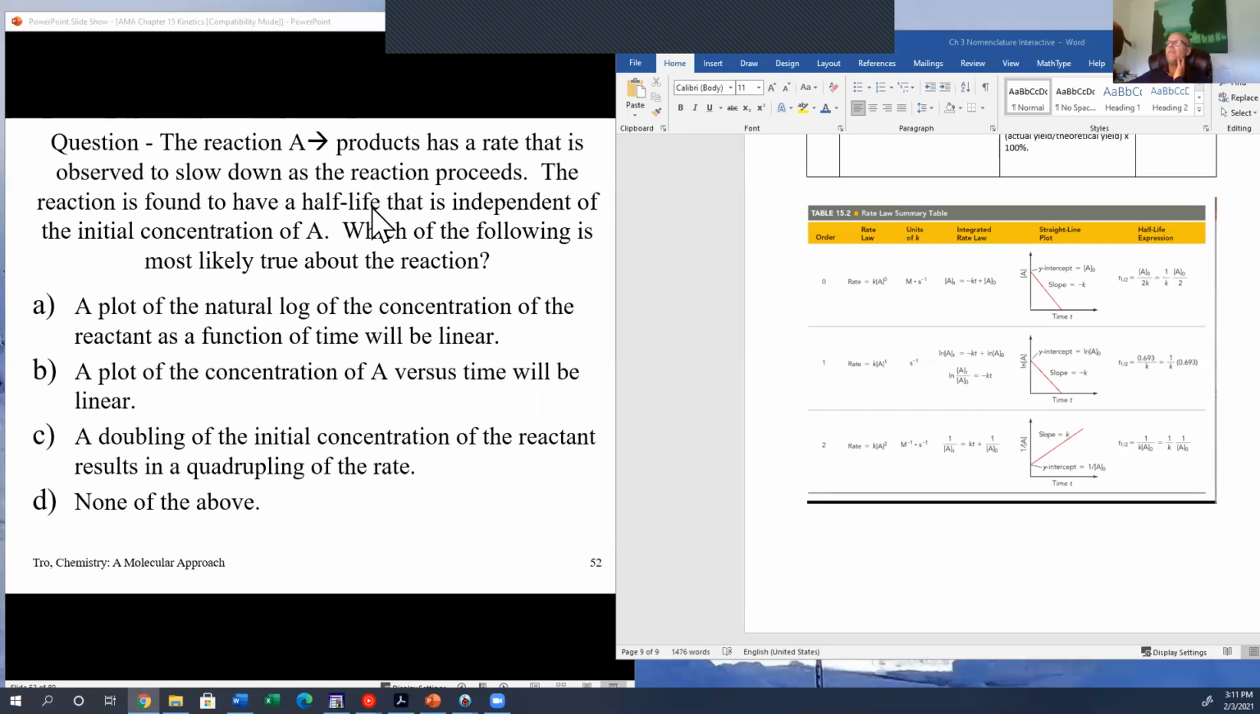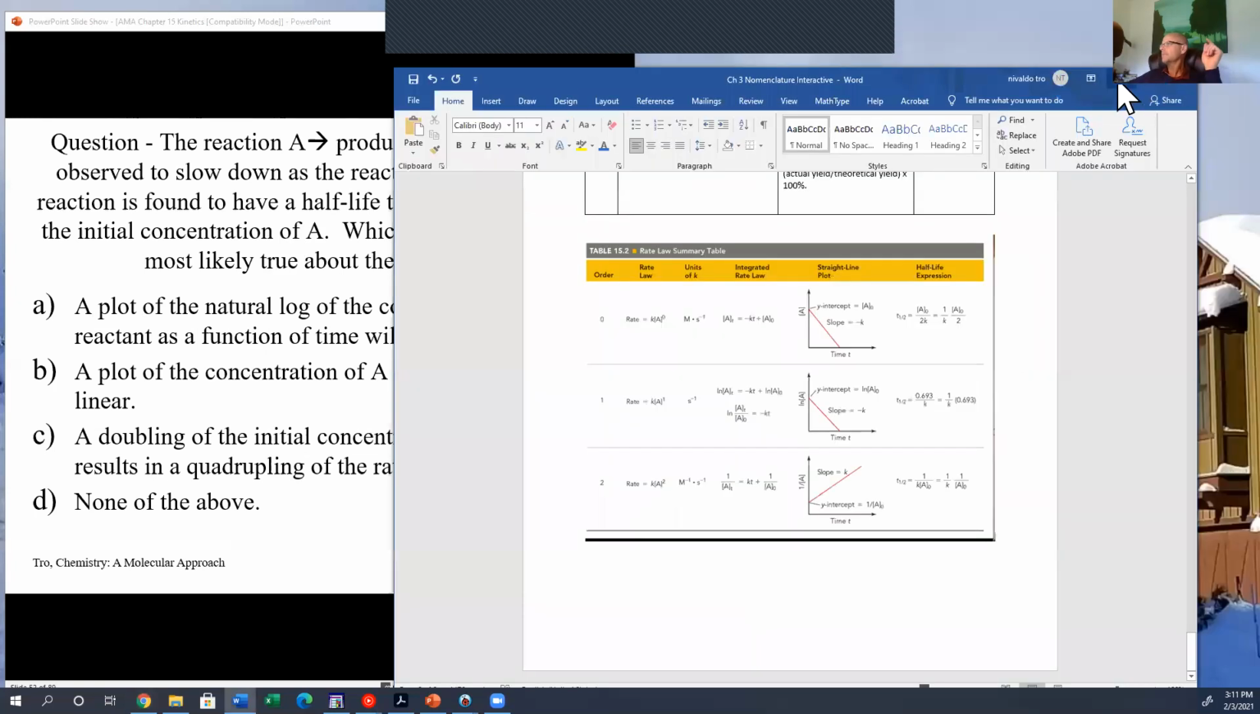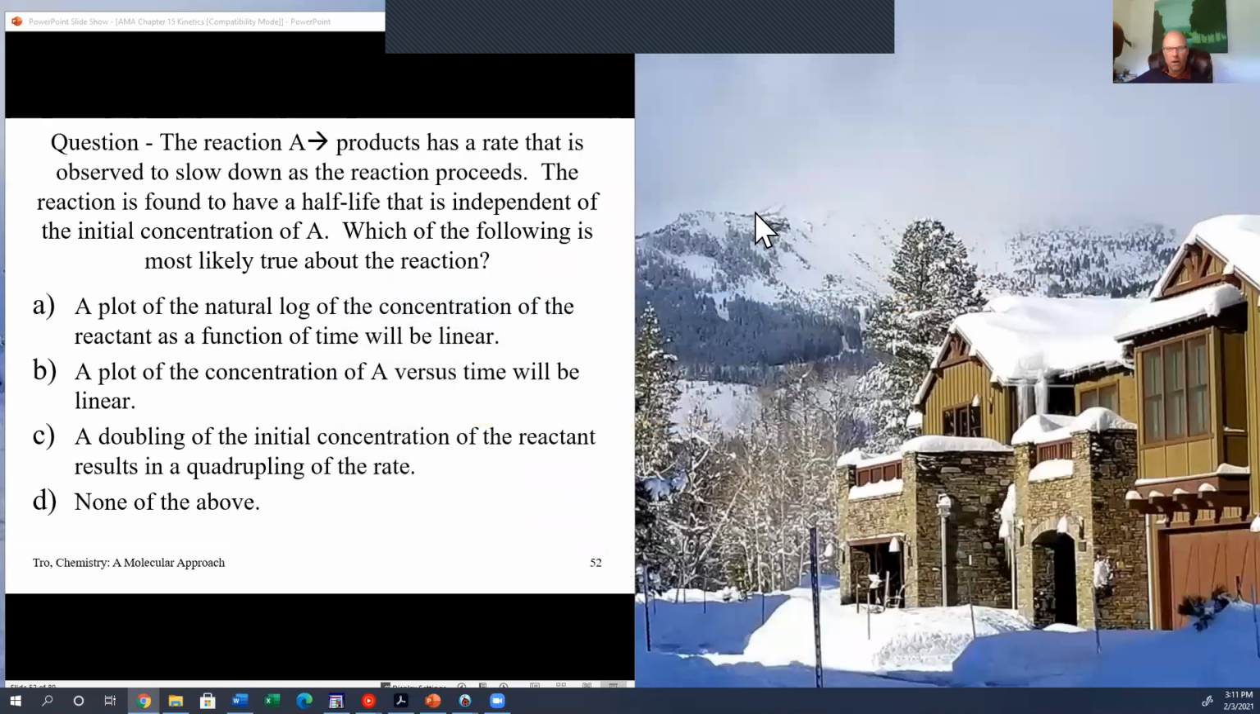And then you have a half-life that is independent of the initial concentration of A. Ding, ding, ding. That tells you right there the order of the reaction. What is it? First order. So which of these is true for a first order reaction? A. All right, nice job. Any questions?